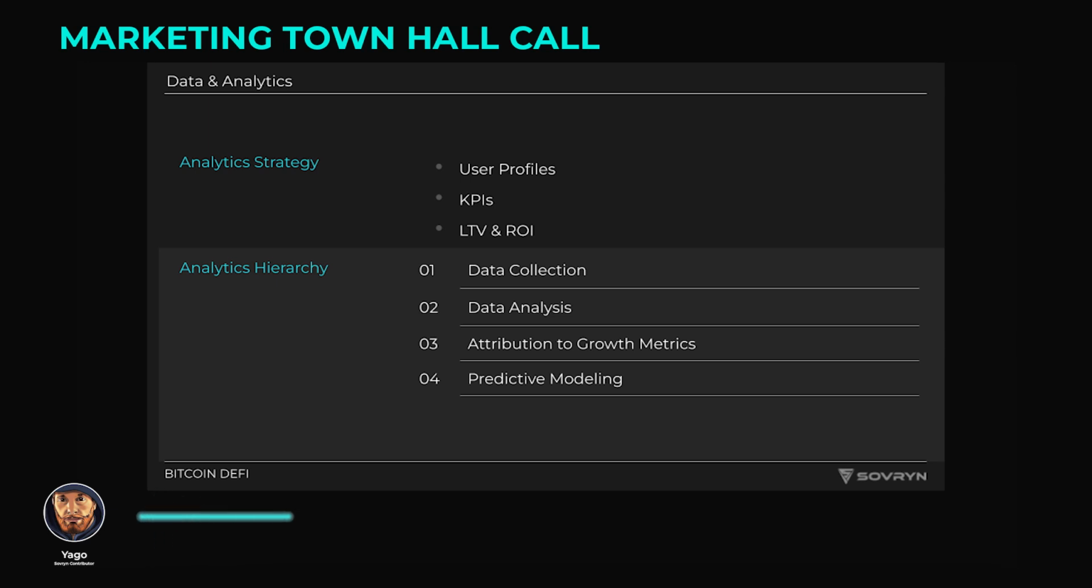Predictive modeling is sort of like the final stage and holy grail, and if we do our job well with all of these other things, we'll be able to get to predictive modeling as well. It won't happen immediately. We'll need several months of data in order to build up both the skill set and the models, but that is where we're going.